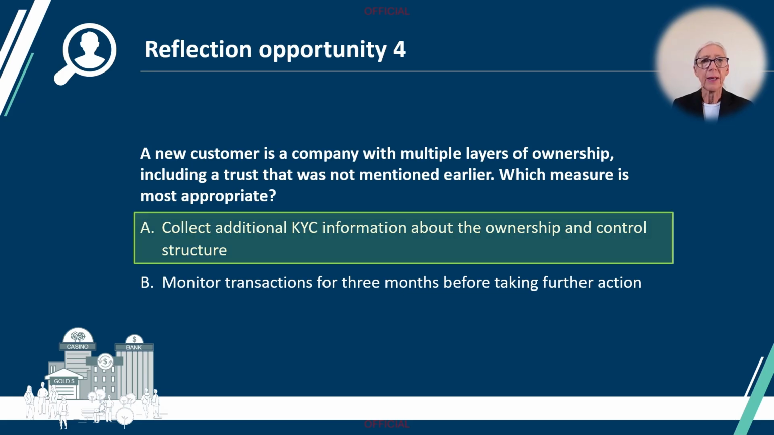The correct answer is A. In this scenario, the uncertainty is about who the customer is and who ultimately owns or controls them. Collecting additional KYC information about the ownership and control structure is the most targeted and appropriate response. Option B is not appropriate at this stage. Monitoring transactions does not resolve gaps in customer identification or ownership information, which need to be addressed before you can properly assess and manage the customer's MLTF risk. The example reinforces that enhanced CDD measures should always be linked to the trigger and focused on resolving the specific risk or uncertainty you've identified.